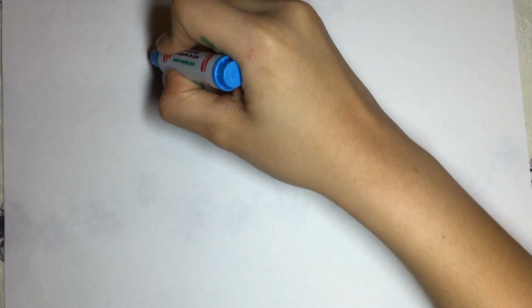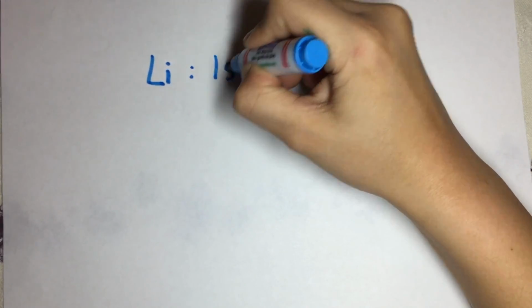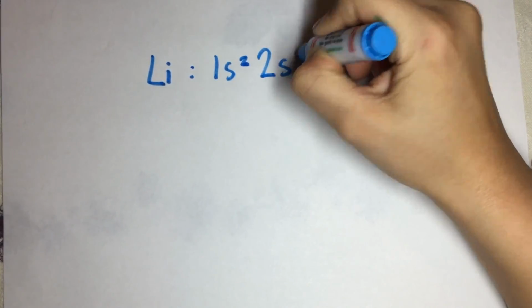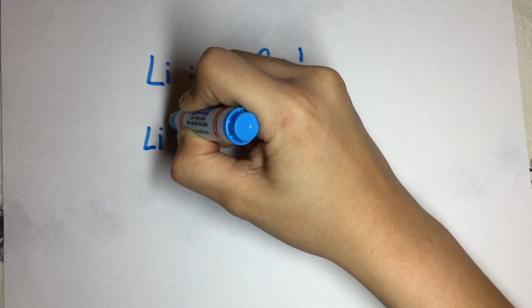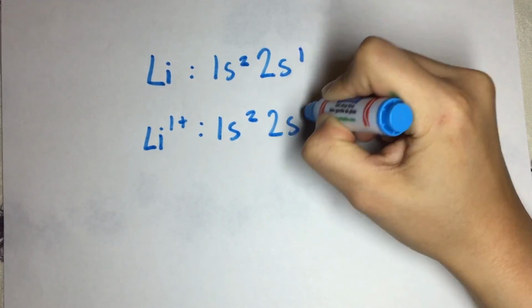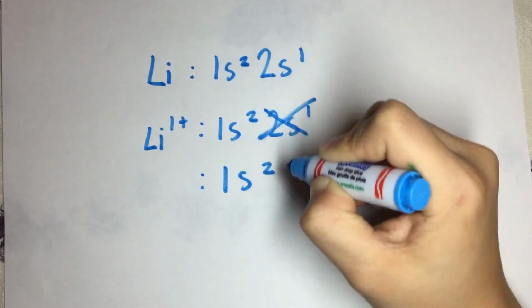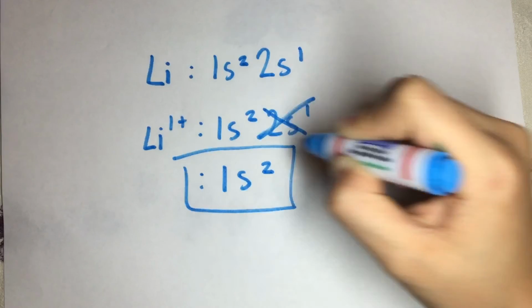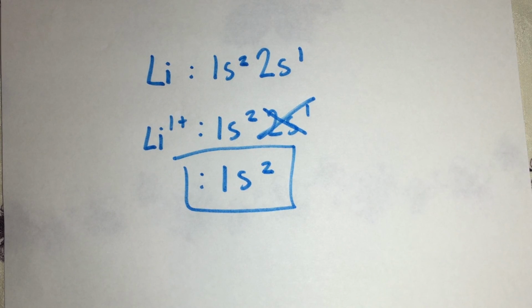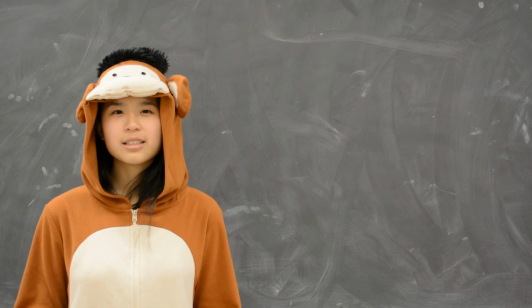Similarly, when writing the electron configuration for a positive ion, always take away electrons from the occupied orbital with the highest energy. For example, since lithium has an electron configuration of 1s2, 2s1, lithium 1+ would have an electron configuration of 1s2, with the electron in the 2s orbital being taken out, since 2s has the highest energy of any of lithium's orbitals. And that concludes our lesson for today.